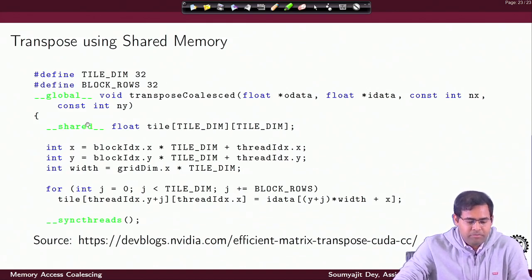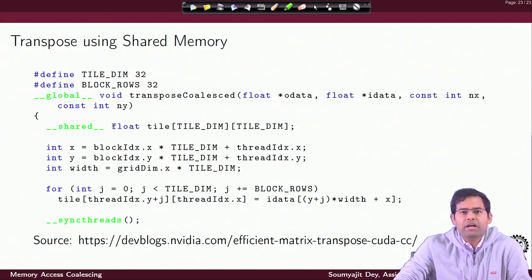Now, observe the interesting thing here. You have defined this shared memory, right. As we know, the shared memory is defined in a way that it is transparent to the entire block of threads, right.